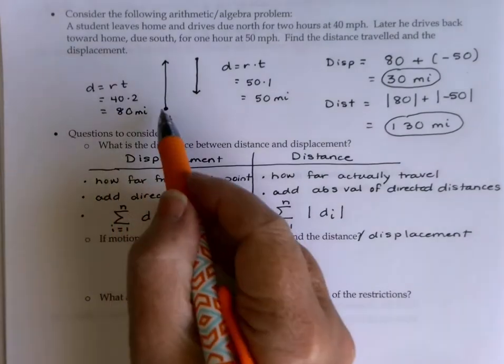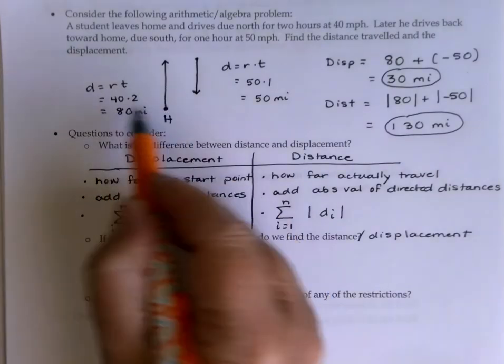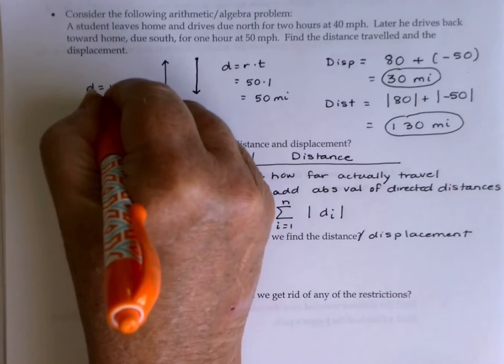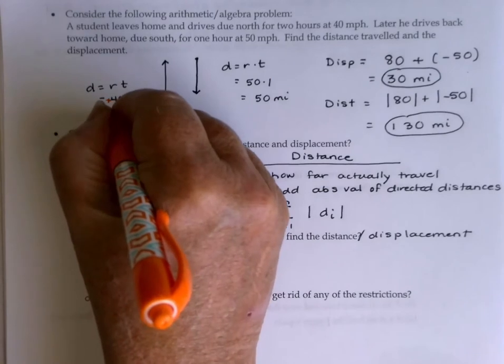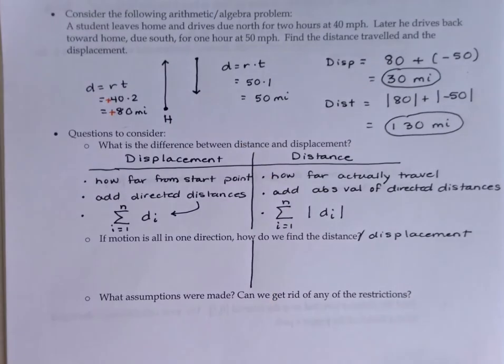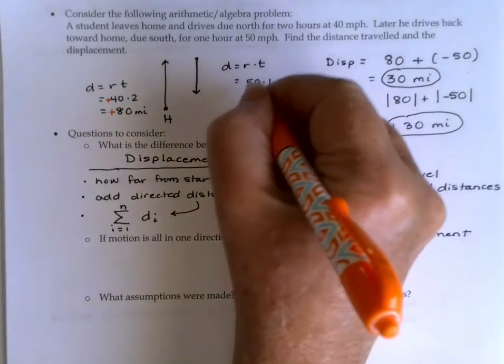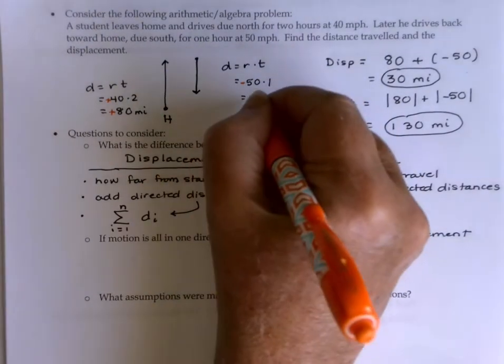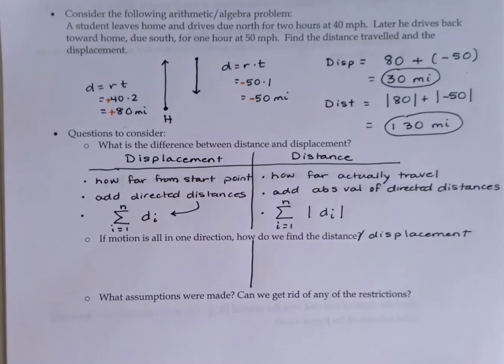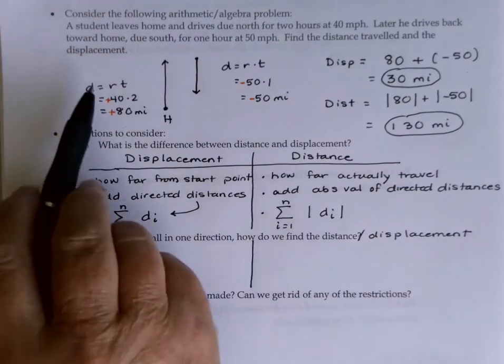So I could consider, if north is the positive direction here, I could consider that a positive 40 miles per hour since it's in the north direction, and therefore a positive 80 miles. Whereas here, since we're traveling south, I could consider this rate a negative 50 miles an hour, and therefore the distance a negative 50 miles. Again, thinking directed distances.